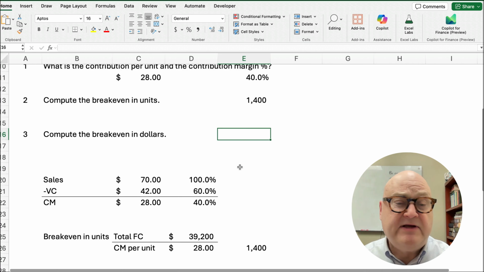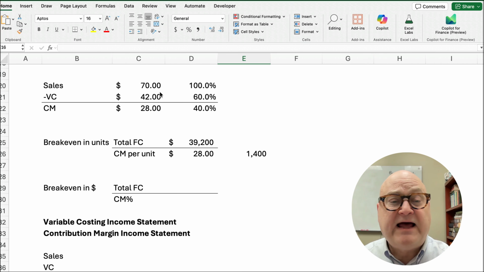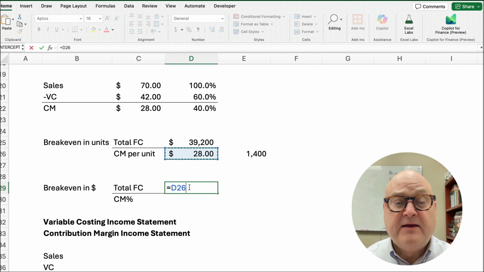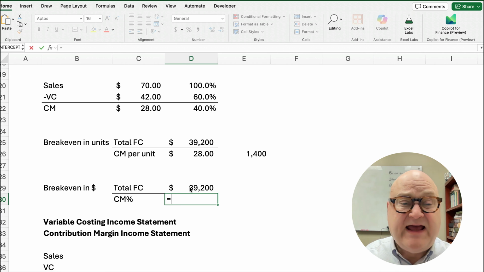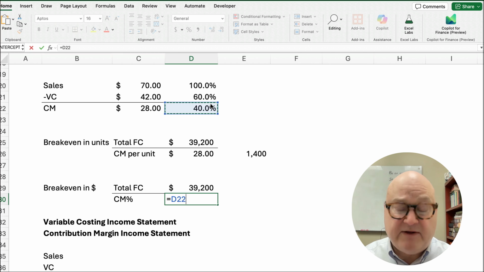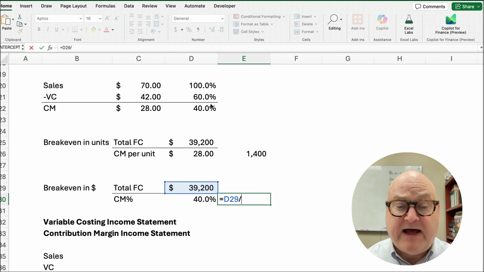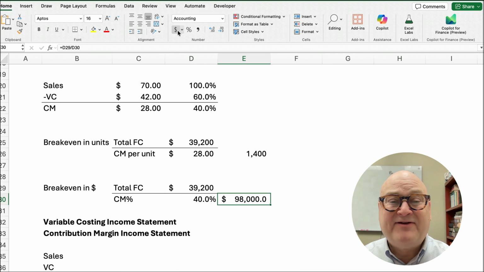What is break-even in dollars? Well, one thing we could do, we could take the 1,400 times the 70. We know that's our total sales. But let's do the problem here. 39,200 is our fixed cost, and our contribution margin is 40%. So what's the level of sales we need to reach? 39,200 divided by 40%, and that's going to be $98,000.